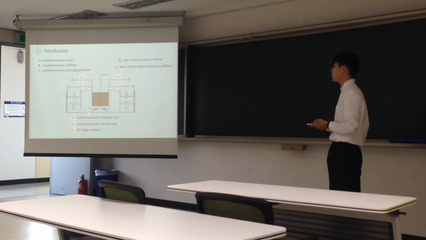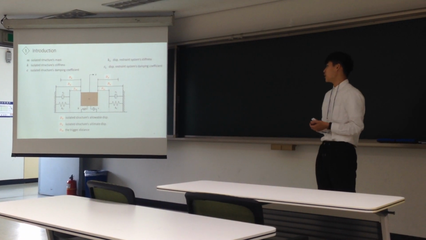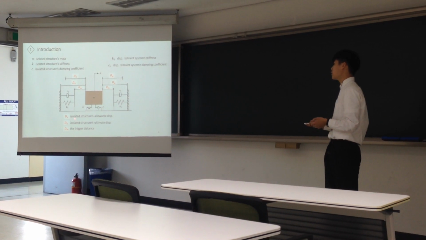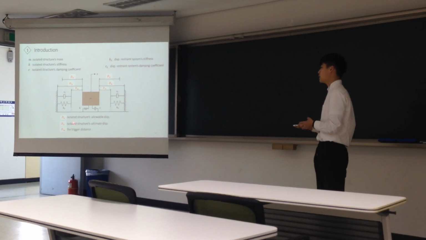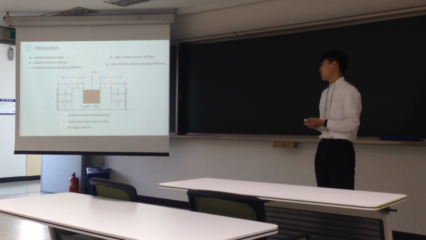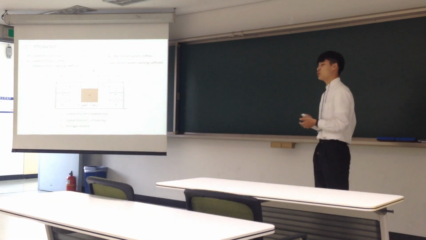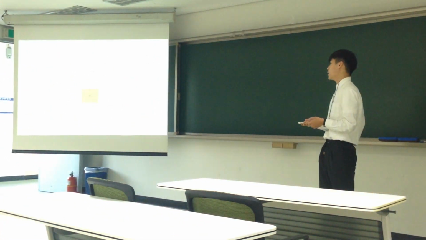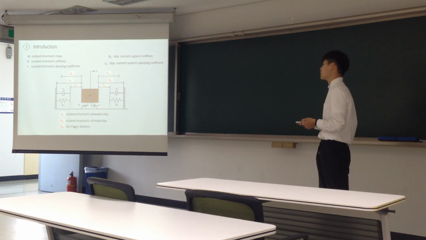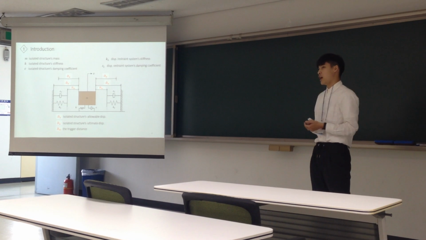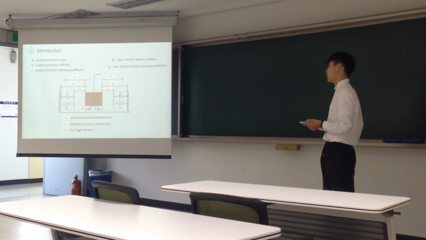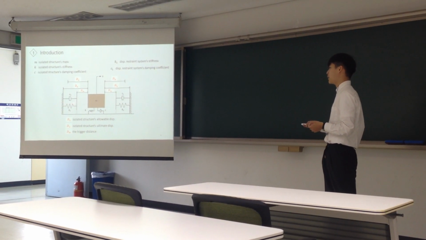And there are 3 important parameters here. The first is dA, the isolated structure's allowable displacement, and dU is the structure's ultimate displacement, and dN is the trigger distance. The trigger distance means that when the displacement response of our structure is bigger than dN, it will activate the displacement restraint mechanism.